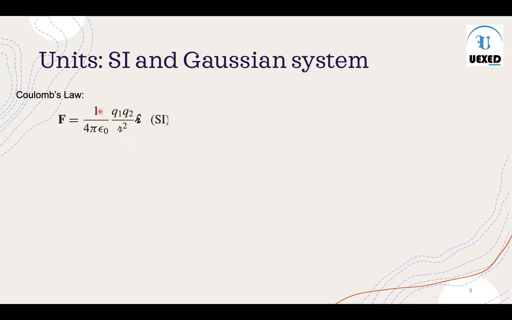And 1 over 4 pi epsilon 0 is basically a constant of proportionality. Okay, and these are some of the conventions that one has to talk about: why 4 pi, what do you mean by epsilon 0, etc. And when we go to this particular topic, we will try to understand it.